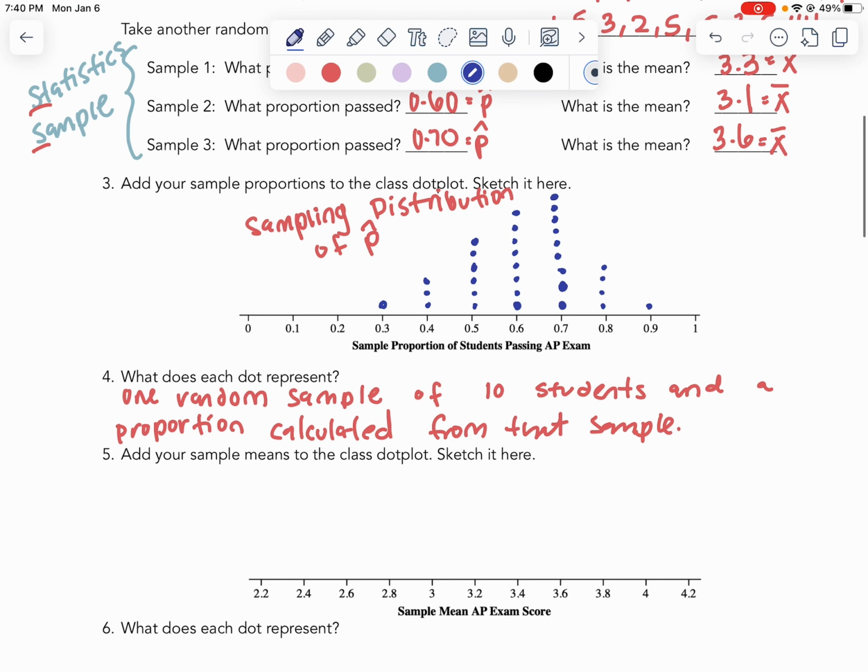All right, now I'm going to add my sample means. So I got 3.3 about here, 3.1, and 3.6. But if we were together, we would do this all as a class, and I'd have much more data that might look something like this.